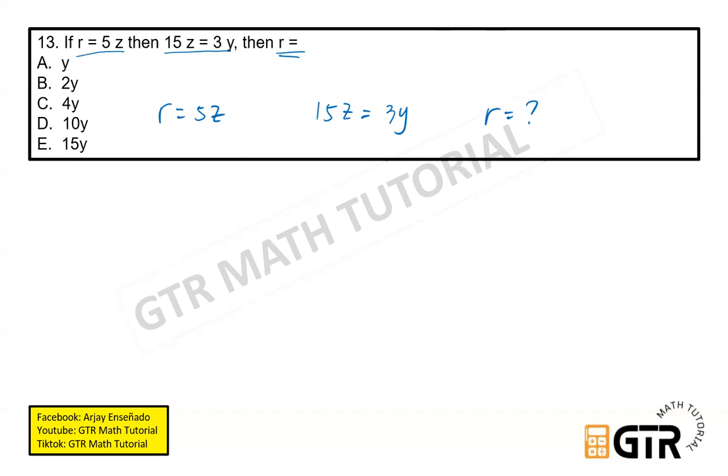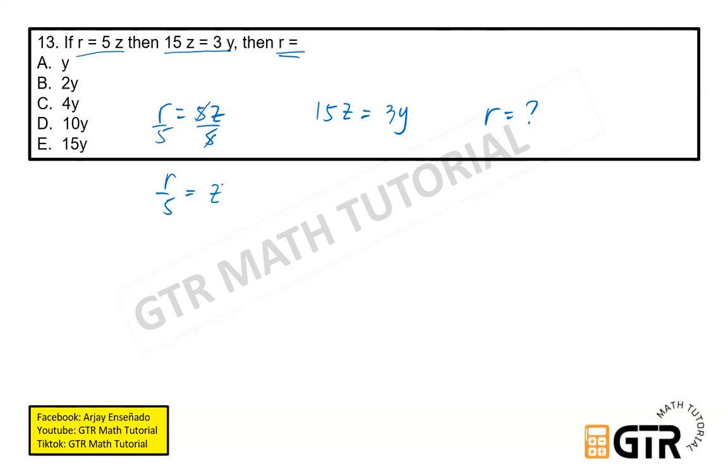Tapos itong 15Z, pwede kasing itong 5Z, madali siyang gawing 15Z since divisible yung 15 sa 5. So pwede na nating hindi isolve yung letter Z dito para wag na tayong magkaroon ng fraction. Yung another way din kasi is isolve natin yung Z dito. So pag sinolve natin yung Z dito, divide both by 5. So magiging value ng Z ay equal sa R over 5.